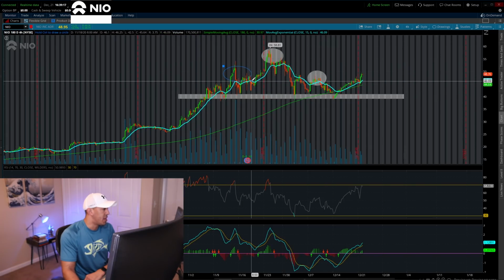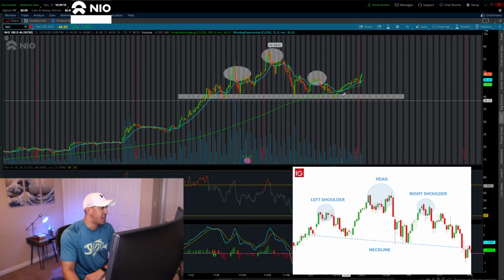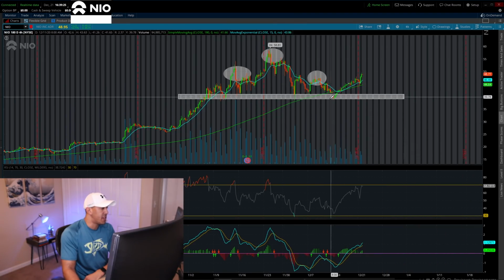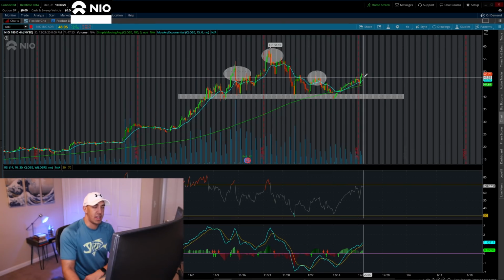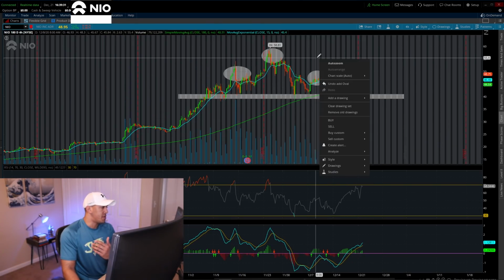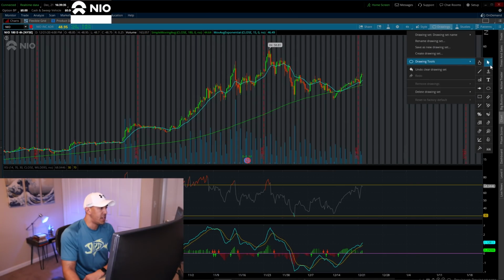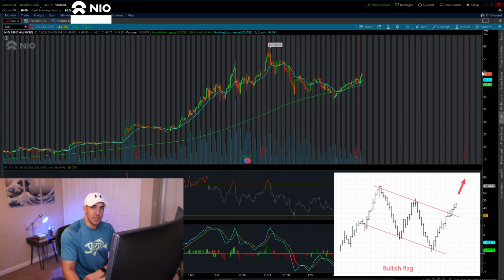And typically the way these patterns work is that they get tested on the far right side of it. As you can see, we successfully got tested at this key support level. We bounced off it, got rejected, and now we're pushing back up. Also, we saw another key pattern here get broken as well. So we are indicating what's called a bullish flag pattern.